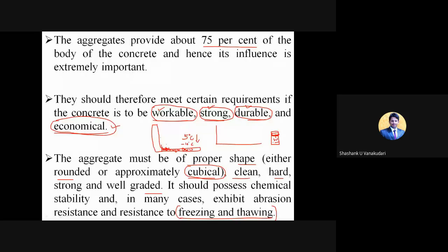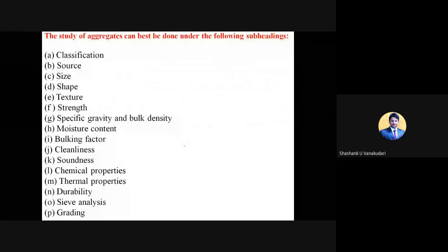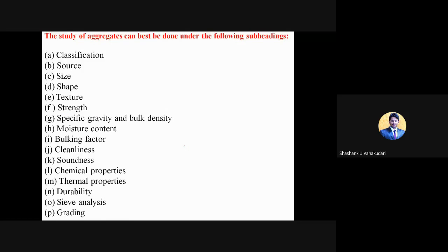So when it is stuck in this crack part, it expands, and then this concrete portion, or whatever the size of the crack, will get enlarged. That is because of this freezing as well as the thawing action. And here the study of aggregates can best be done under the following subheadings.